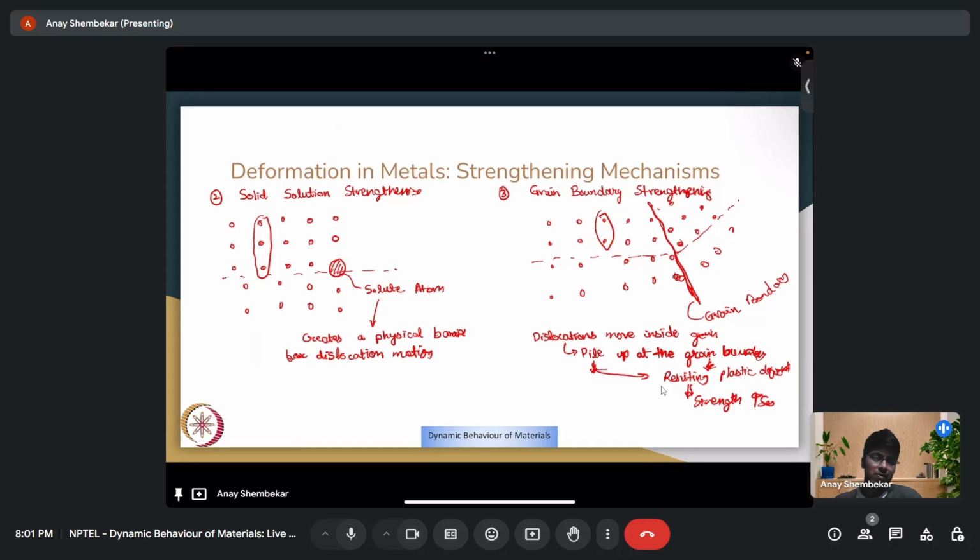So this is a more roundabout way to get at the same place where we are trying to resist dislocation motion. Grain boundary strengthening is particularly well known and is formulated in a formula called the Hall-Petch law, which is a relation between yield stress and grain diameter. It looks something like sigma y is equal to sigma naught plus k by root d, where d is the grain diameter.